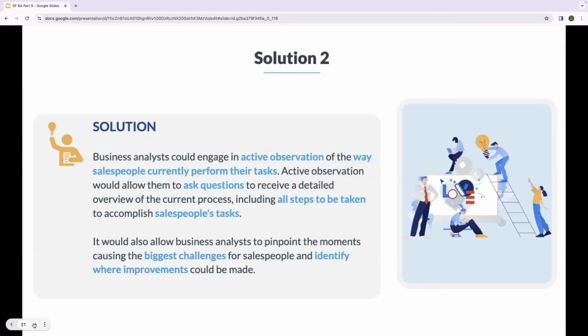Business analysts could engage in active observation of the way salespeople currently perform their tasks. Active observation would allow them to ask questions to receive a detailed overview of the current process, including all steps to be taken to accomplish salespeople's tasks. It would also allow business analysts to pinpoint the moment causing the biggest challenge for salespeople and identify where improvement could be made.